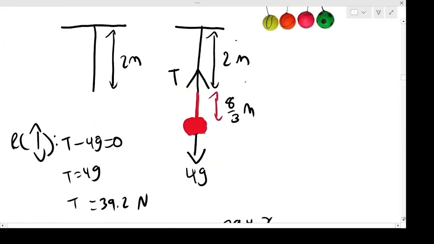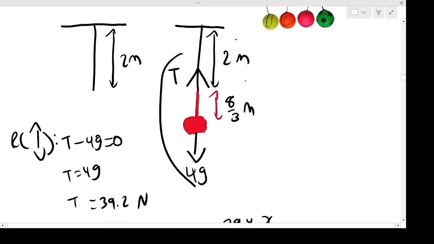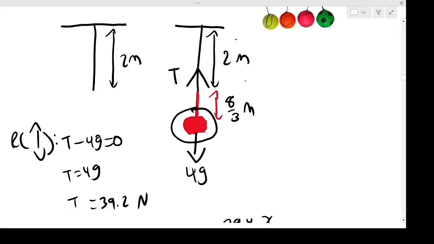Hopefully you're happy with that, and hopefully you're happy with how the forces work. So now we've added some sort of ball at the end of the string, which forces it to stretch down, and so the tension force acts the other way to oppose it.